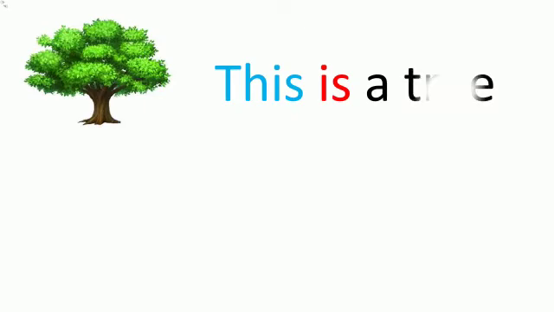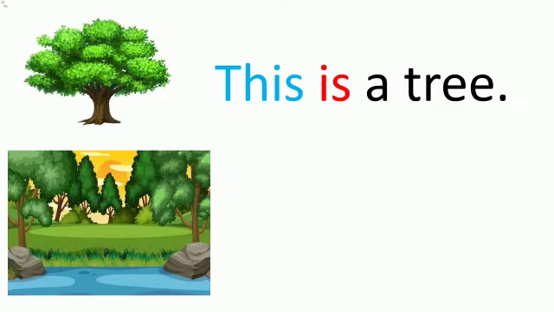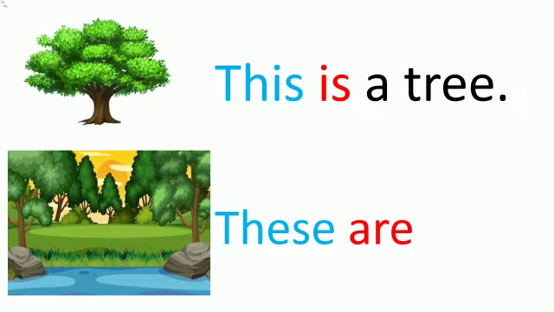What is the picture, children? This is the picture of a tree. Now let us form a sentence with this picture. This is a tree. Children, can you see more than one tree in the picture? Now let us form a sentence with this picture. These are trees.